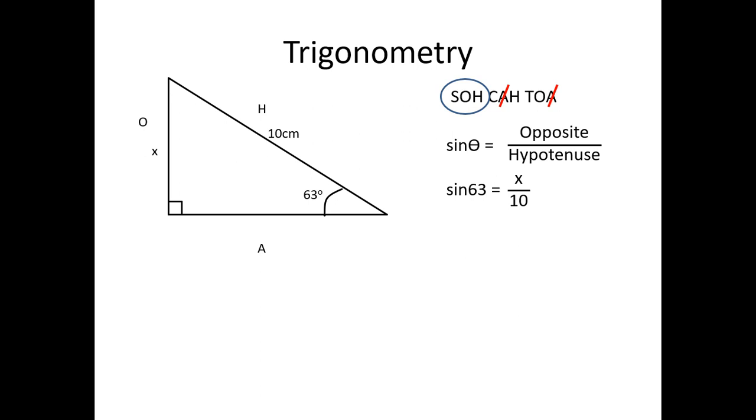Now I've got to rearrange this because I'm trying to work out x. So I've got to make x the subject of the formula. Because x is being divided by 10, I need to multiply by 10. So x is equal to 10 times sine 63. Really important, make sure your calculator has degrees written at the top, or a little D, or you'll get these answers incorrect. So make sure you've got a D at the top of your calculator. And when you type that in, you'll get the answer x equals 8.91 to 2 decimal places.